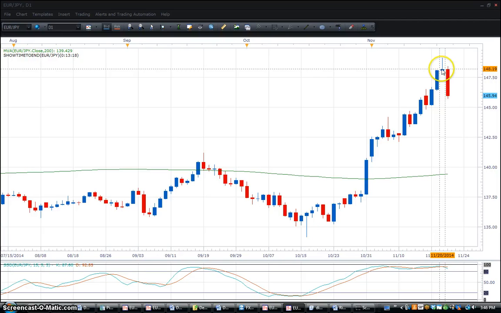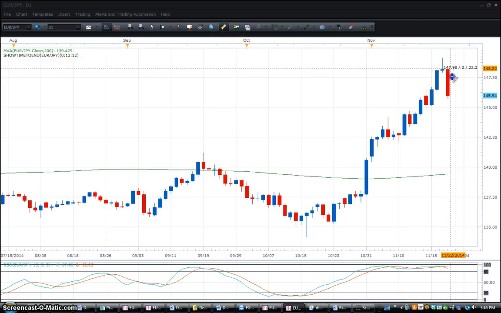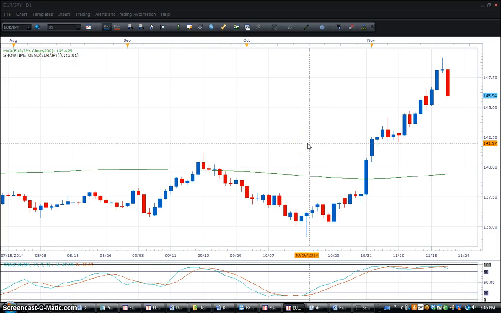Yesterday, we were left with a shooting star candlestick pattern here, and kind of a dramatic pullback today, roughly a 230, 240 pip pullback. Okay, so when do we want to get back into this trade to the upside?